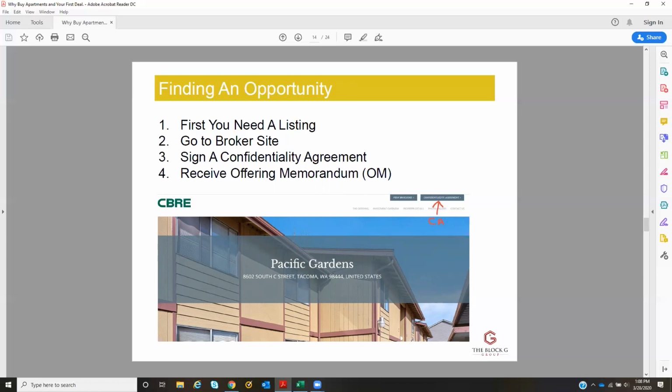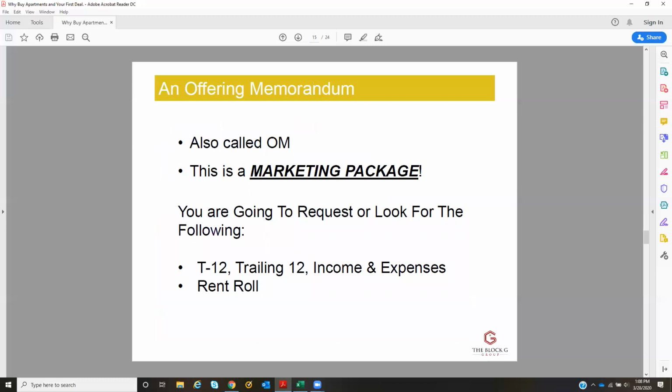So now, after that, you receive the offering memorandum, the OM. What is the offering memorandum? The offering memorandum is basically a marketing package put together by the commercial real estate broker. It has a lot of information in there about the opportunity. I highly recommend you sign up in your target areas and your target states. Go inside and start getting those. It costs you nothing to get the packages.